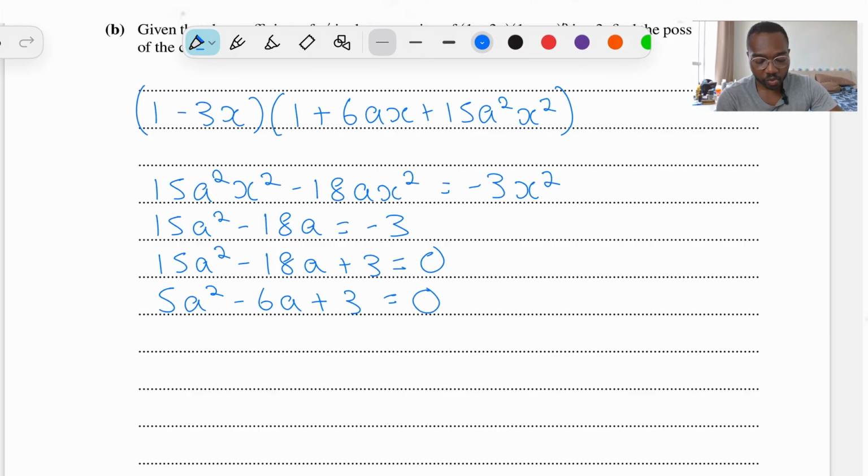And now we have a nice quadratic equation. Oh, wait. I forgot that, my bad. This should be a positive 1 equal to 0. Now we have a nice quadratic equation.